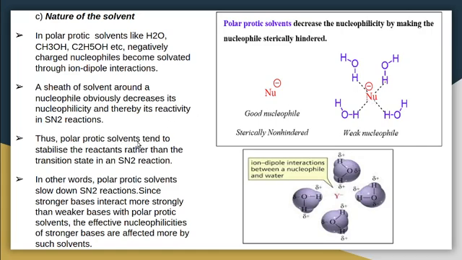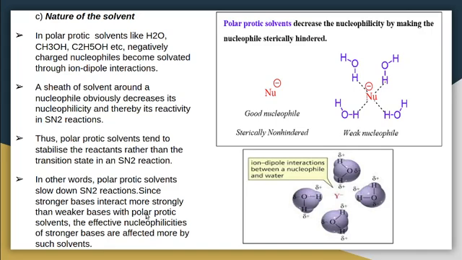Thus polar protic solvents tend to stabilize the reactants rather than the transition state in an SN2 reaction. So polar protic solvents can stabilize the reactants. One of the reactants is the nucleophile, so it can be stabilized by forming a hydrogen bond with the nucleophile. In other words, polar protic solvents slow down SN2 reactions. Since stronger bases interact more strongly than weaker bases with polar protic solvents, the effective nucleophilicities of stronger bases are affected more by such solvents.